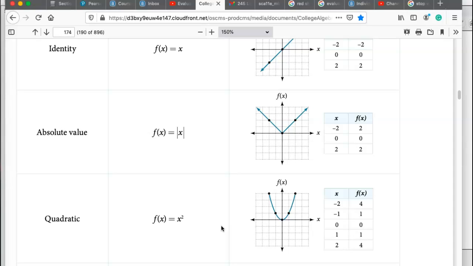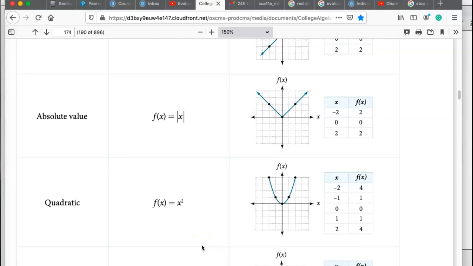F of x equals x squared is a quadratic function, so whatever you put in for x, you're squaring that value to get the y values, and you get something here. The only feedback that I would provide for this graph is it doesn't have the arrows. So you see here the arrows, that's important, so you want to make sure you include that.